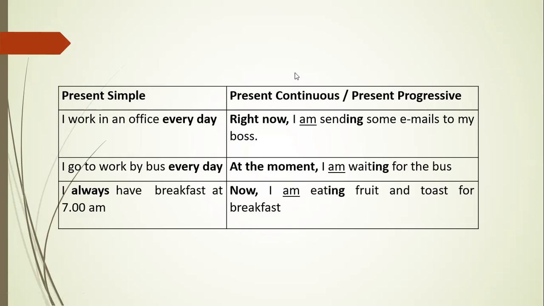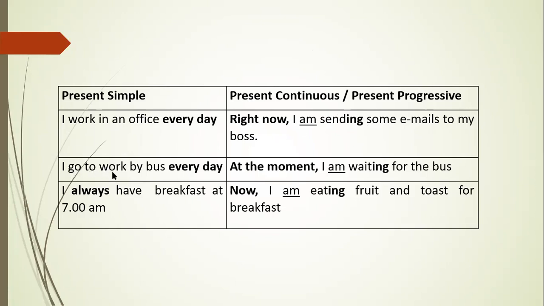All right, and then we have present continuous. We use present continuous basically to describe an action that is in progress, okay? This is the action that I do every day, and this is the action that I'm describing at the moment. I work in an office every day. Right now, I'm sending some emails to my boss. Can you see? Right now indicates at this moment, I am describing what I am doing at this moment.